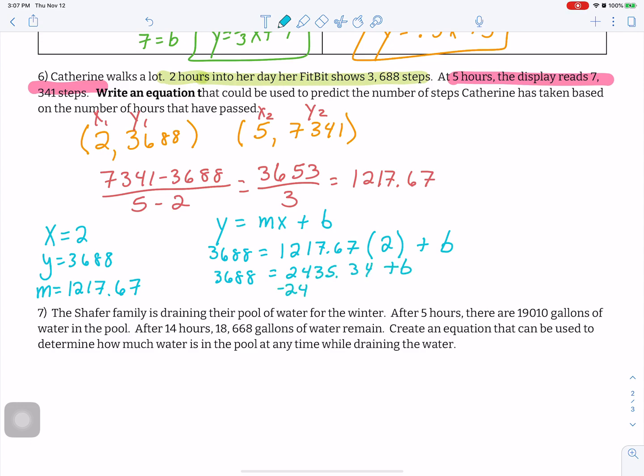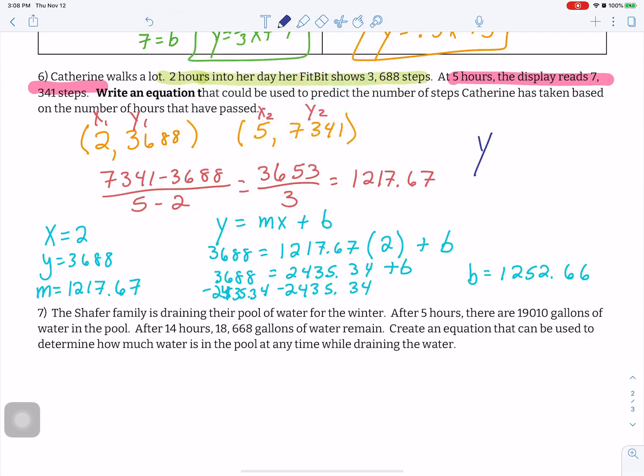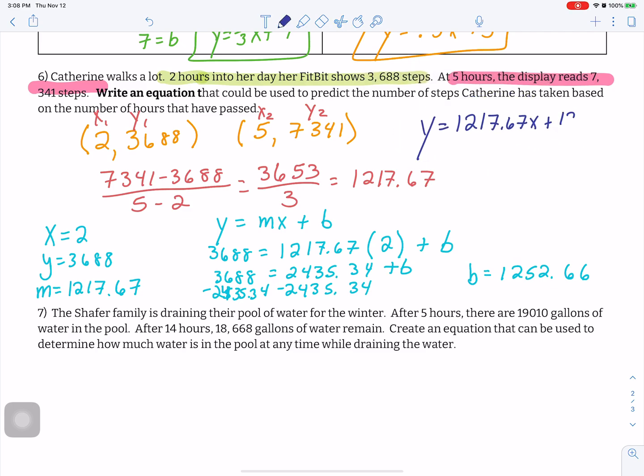And then I'm just solving. $24,35.34. And so this would say that B is equal to 1,252.66. So my final equation, y equals 1,217.67x plus, I'm not going to have room, I'm going to move it, 1,252.66.